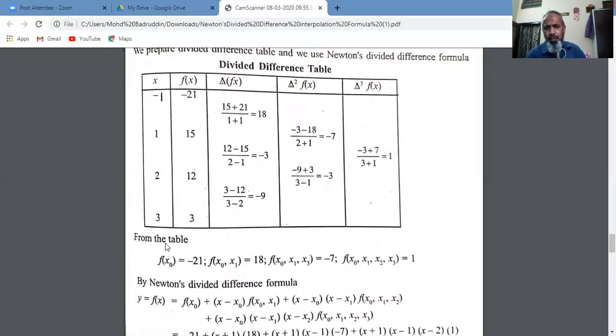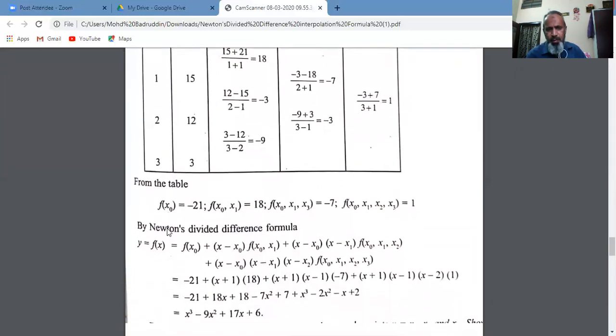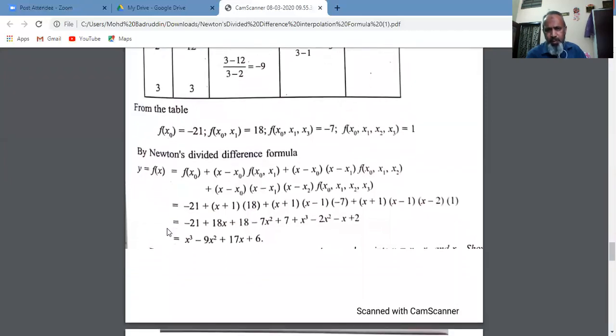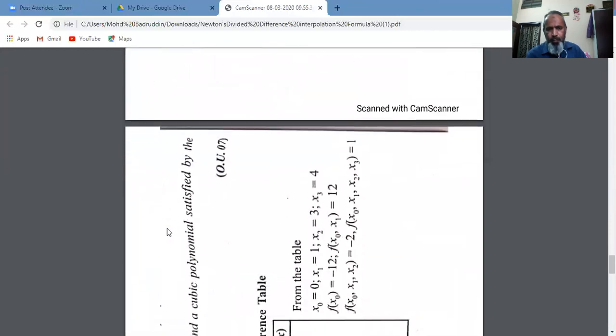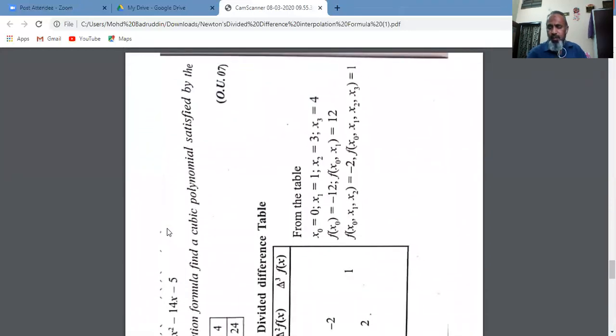So in place of x, if we substitute x is equal to 4, then we get the value of the function at x is equal to 4. If we substitute x is equal to 5, then we will get the value of the function at x is equal to 5, though the points are outside the tabular values. So this formula is very helpful to determine the value of the function at any point, whether the point lies inside the data or outside the data.